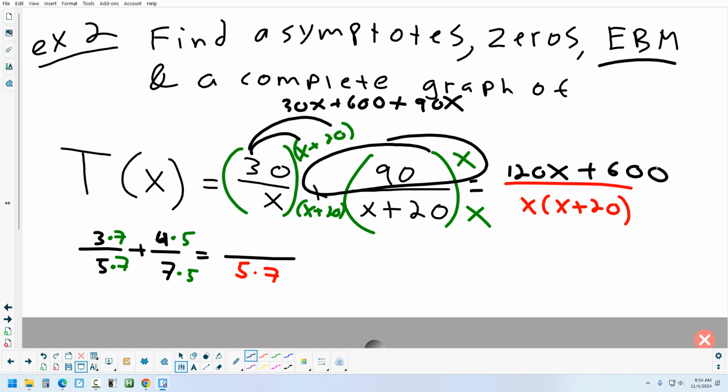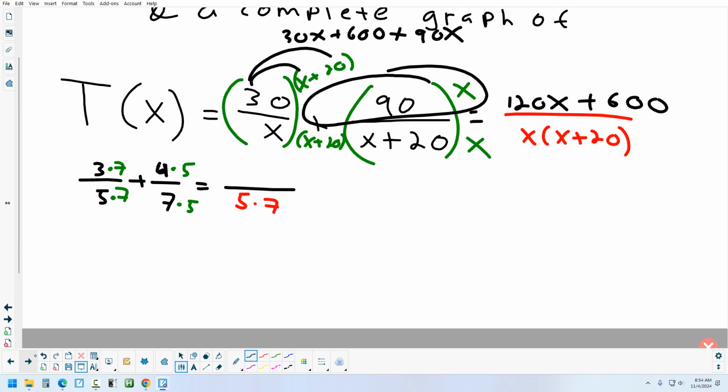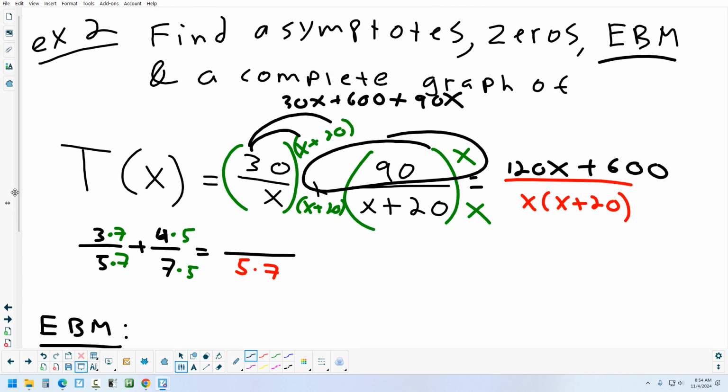So what I had on the left and what I have on the right, they're the same thing, except now it's all together as one fraction. Before it was two. All right, now let me show you why we put it all together as one. Let's find the EBM. To find the EBM, you take the highest degree term in the top and you divide by the highest degree term in the bottom. In order to have a highest degree term, you have to have a single fraction. You can't have two separate ones.